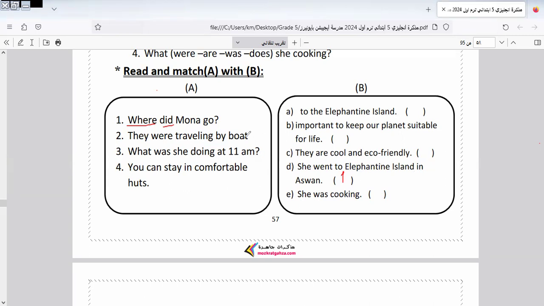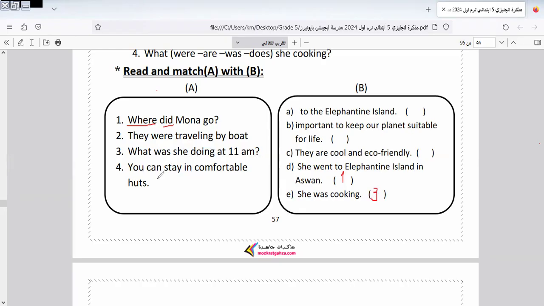They were traveling by boat. By boat. What was she doing at 11 o'clock? What was she doing? She was cooking. So I answered number, this is number what? Number 3.